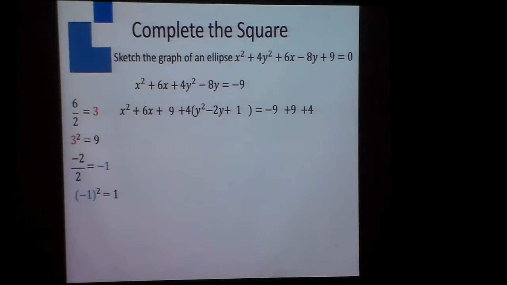So here's what I know. Let's simplify this. First off, my 9's are going to cancel. And the reason, now see that 3 right there? Notice it became that 3 right there. And this negative 1 became that right there. That's why it's called completing the square.